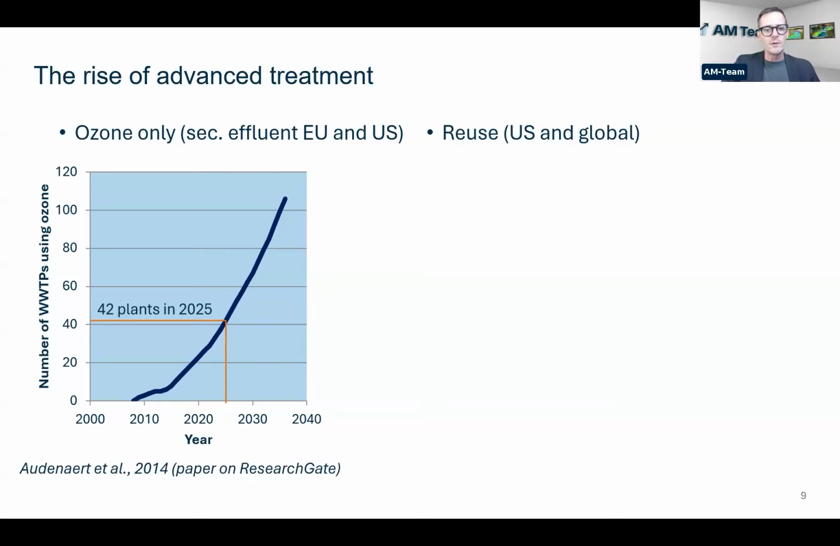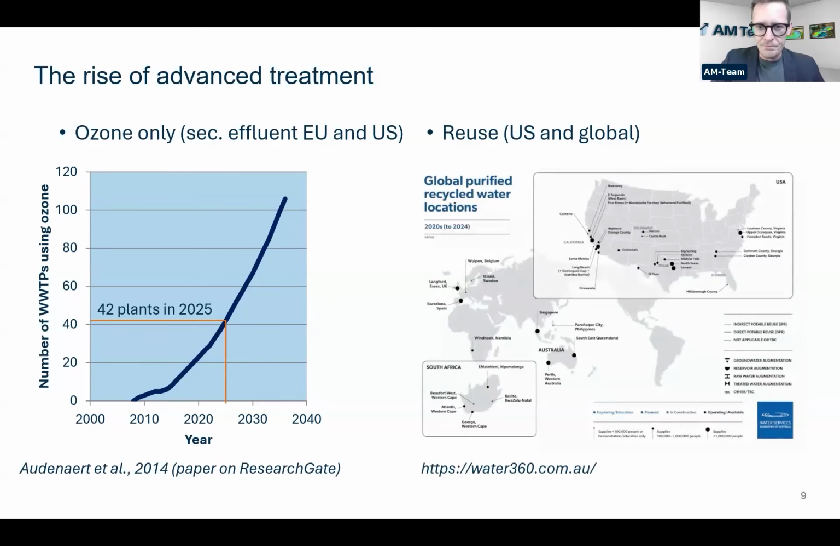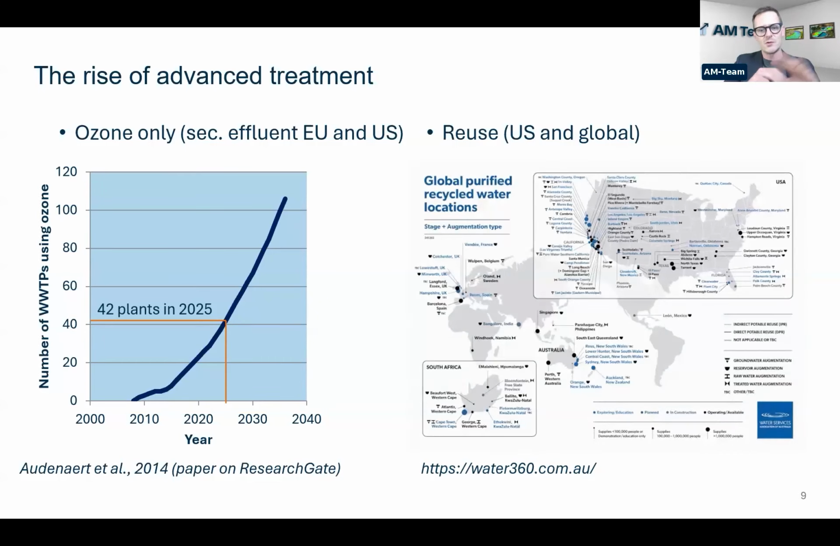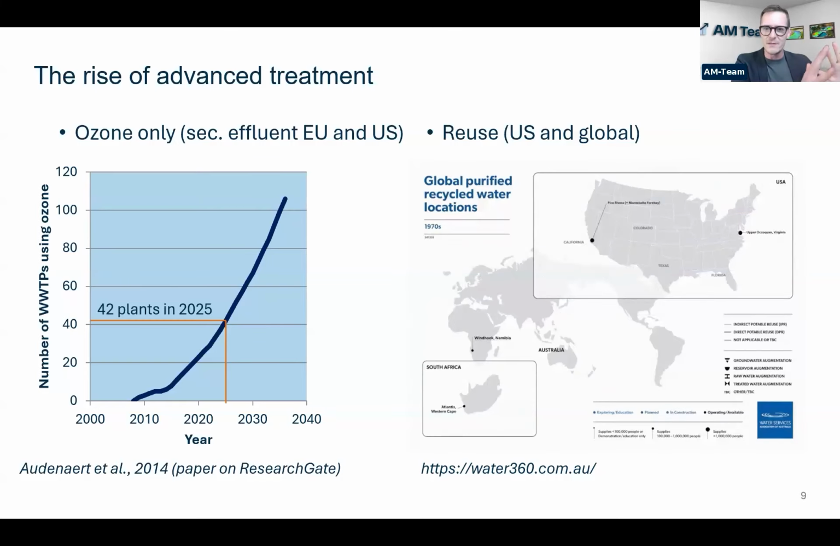So now we are around 42 plants. Probably most of them are in Europe right now, for example, Switzerland, Germany, Sweden, the Netherlands. These things are emerging. Also in Belgium, where we are right now, we have a first full-scale facility. But on the other hand, that was reuse and final discharge.